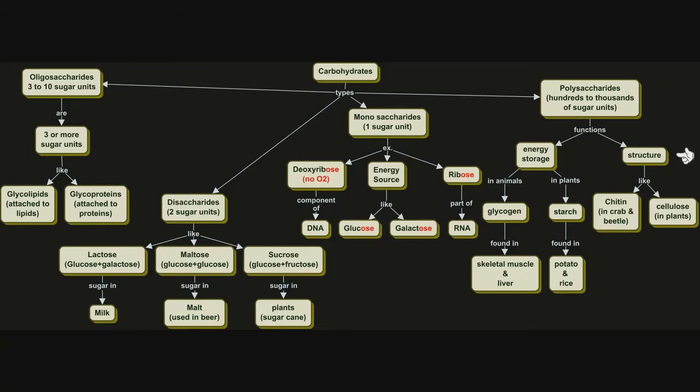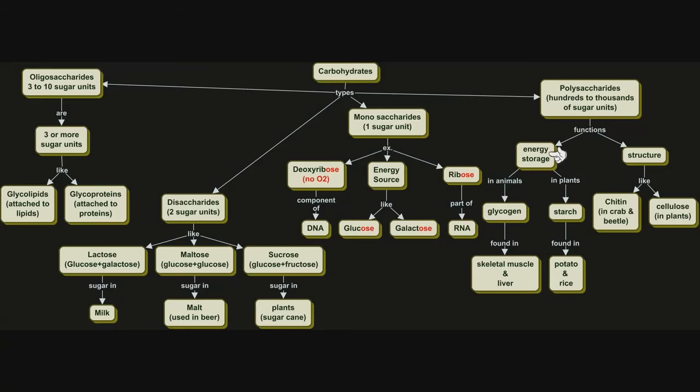Polysaccharides are now used in structures. An example to this is chitin. Chitin is what makes the exoskeleton of crabs and beetles. In plants, cellulose is an example of a polysaccharide.